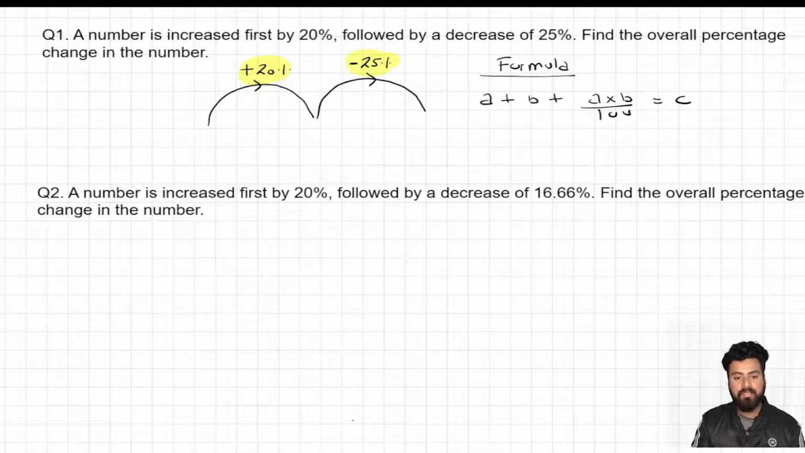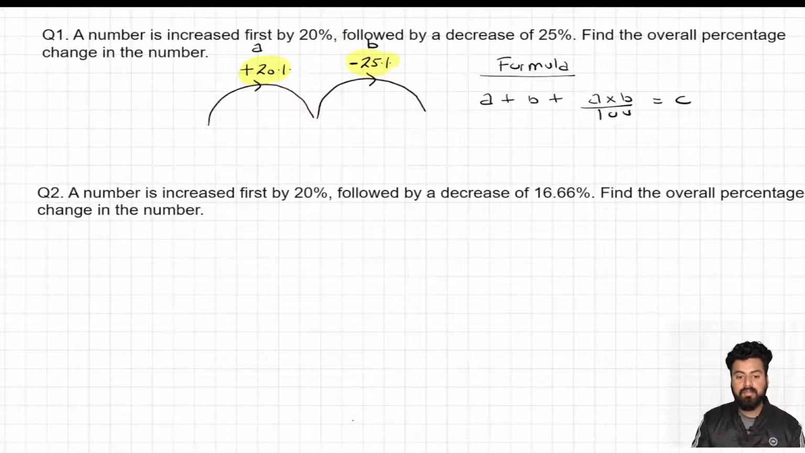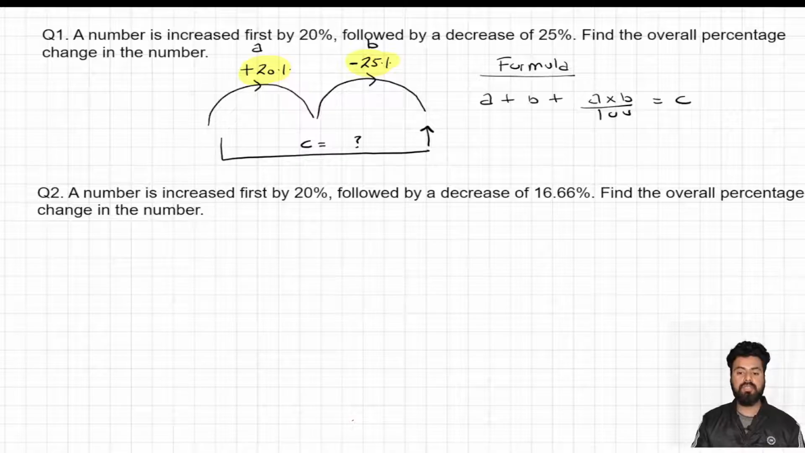Let us define the variables of this formula. If you look at this setup, what are we given? We are given the values of successive changes. So can I say, as per this formula, we are given the values of A and B. And what is C? C will give you the answer of overall change in the number. That is what I have to calculate, isn't it? So let's apply the formula now. What is the value of A?